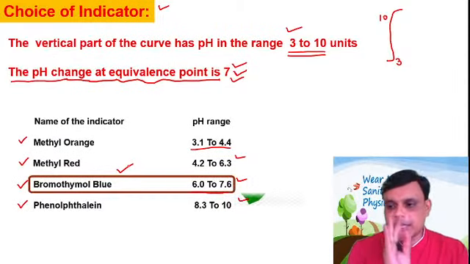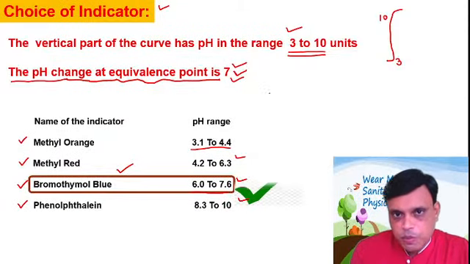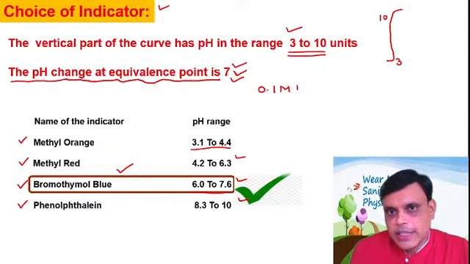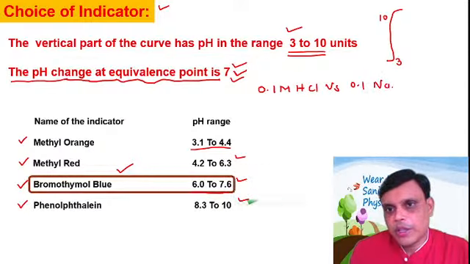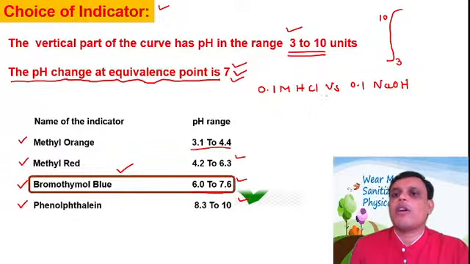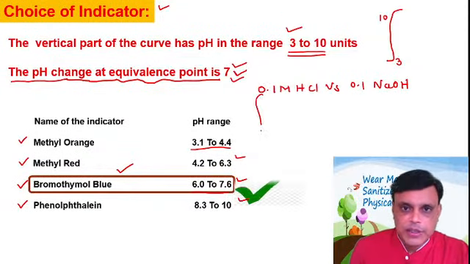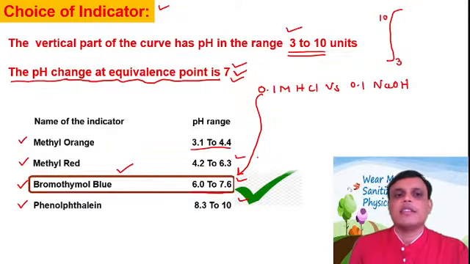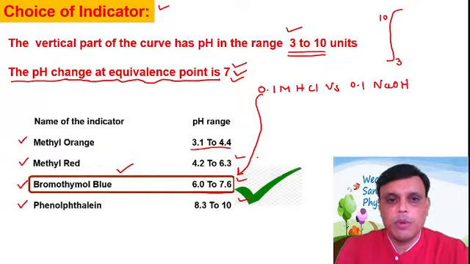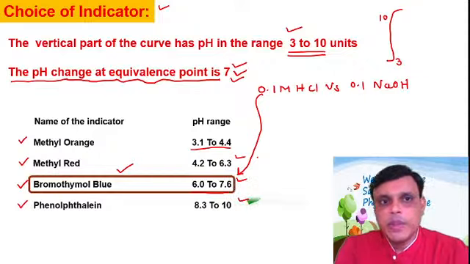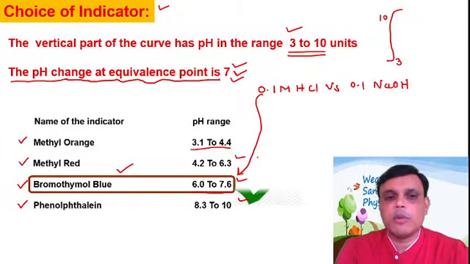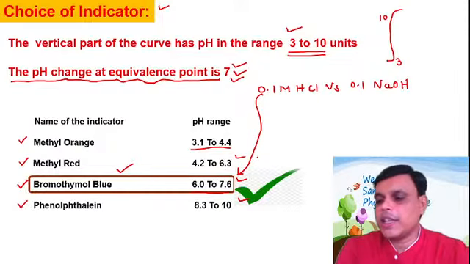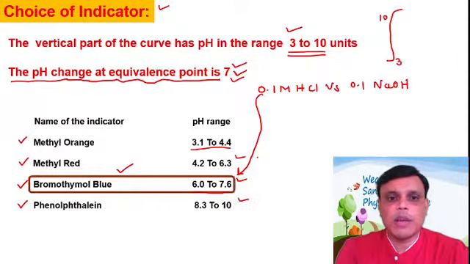So the best indicator for this titration, that is 0.1 molar HCl versus 0.1 molar NaOH, a strong acid strong base titration, is bromothymol blue, because the pH at the equivalence point is 7 and bromothymol blue can show a color change in the range of 6 to 7.6 pH. That's why bromothymol blue is the best indicator for this titration.